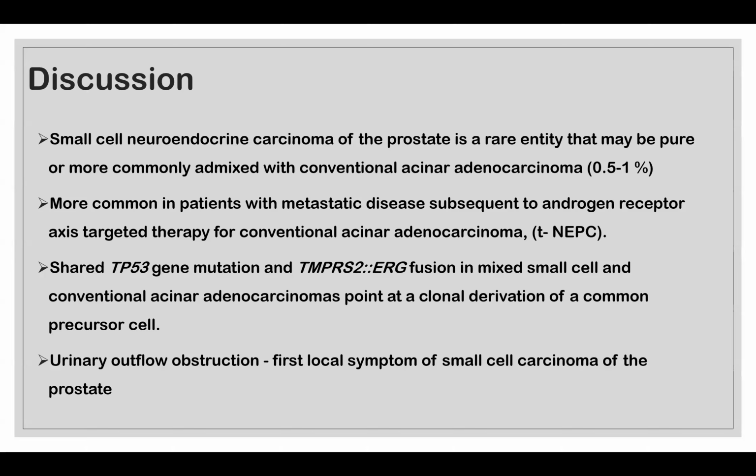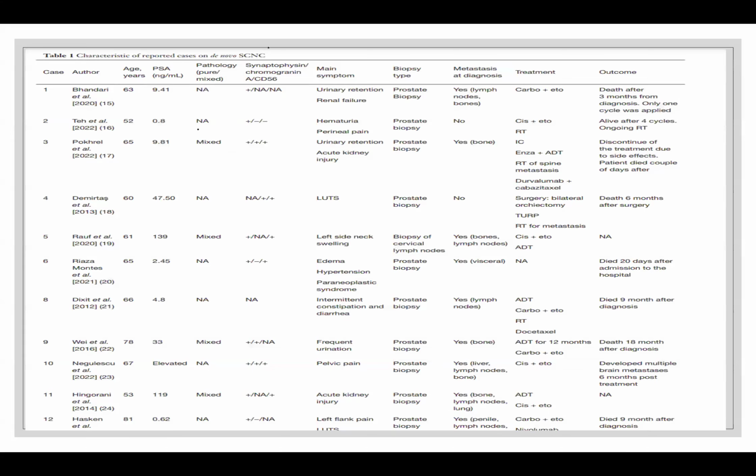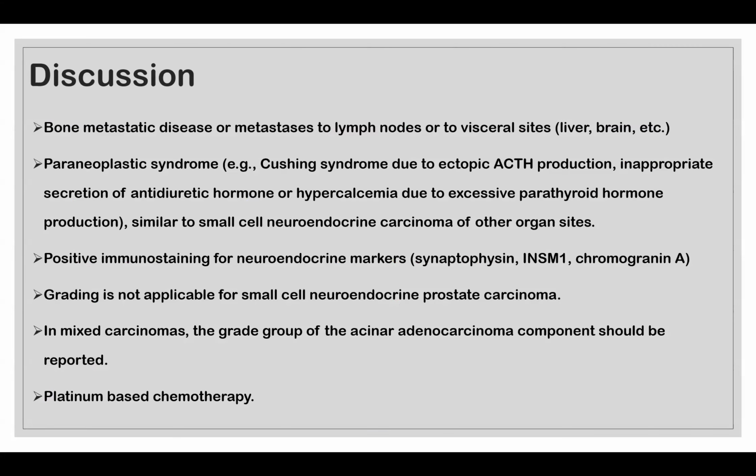Shared TP53 gene mutation and TMPRSS2-ERG fusion in mixed small cell and conventional acinar adenocarcinomas point at a clonal derivation from a common precursor cell. Urinary outflow obstruction is usually the first local symptom of small cell carcinoma of the prostate. Till now, only 12 case reports are there of this small cell neuroendocrine carcinoma of prostate. Among these, 4 were the mixed type.